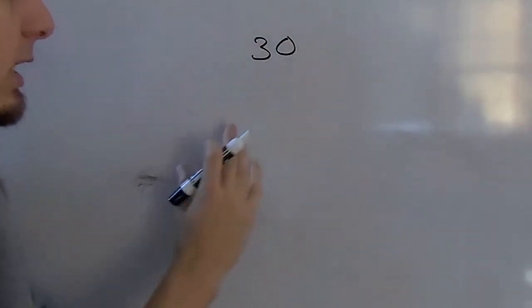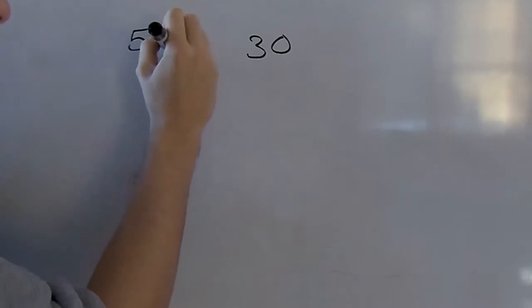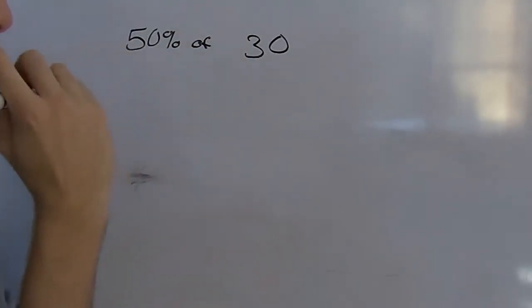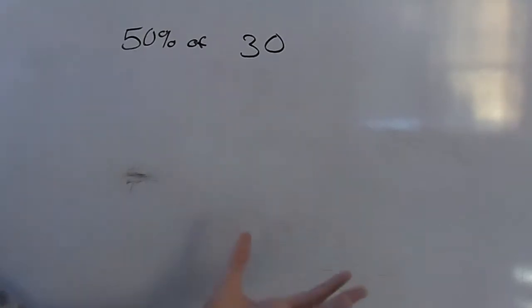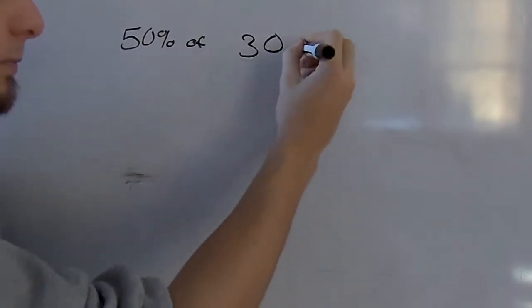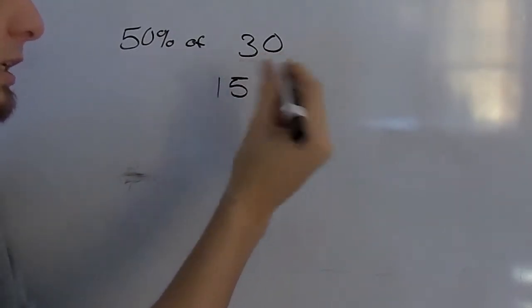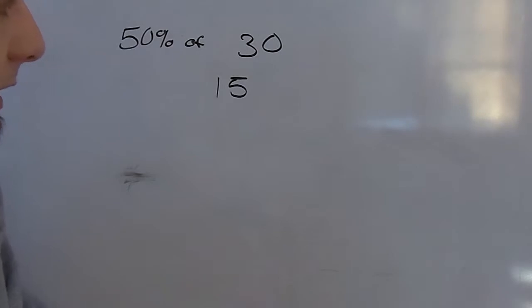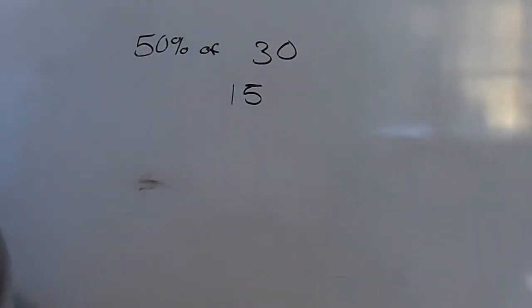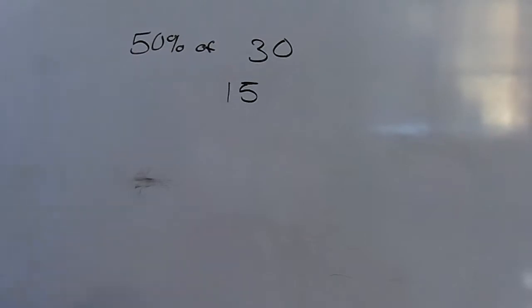For example, if I have the number 30 and I say what is 50% of 30, it's important to know that 50% is 1/2. Okay? So all you're doing is saying what is half of 30, or in other words, what goes into 30 twice. So half of 30 would be 15. And if you didn't know that, you just would divide 30 by 2 to find half of 30. And so half of 30 is 15.